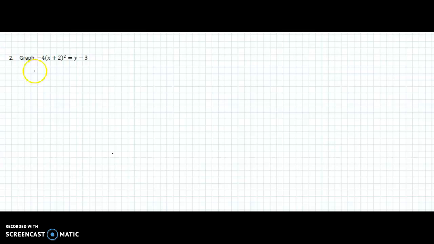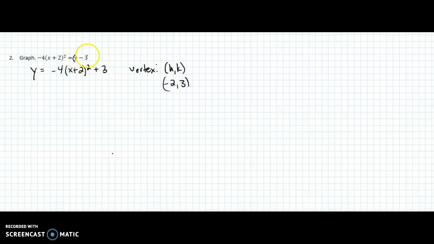So if I add the 3 over, we get y is equal to -4 times (x + 2) squared, and then plus 3. And this gives you a vertex of (h, k). So this vertex (h, k) is (-2, 3). Make sure you can see where that vertex comes from.